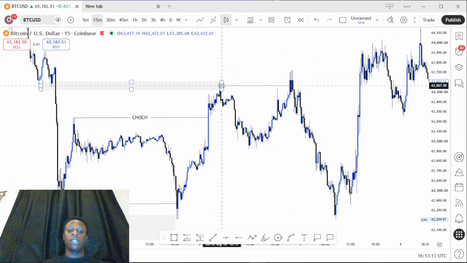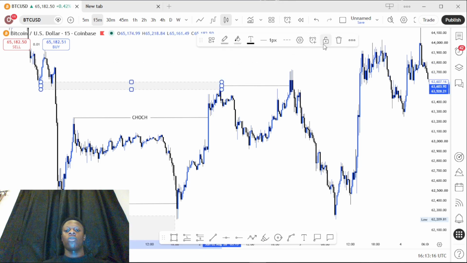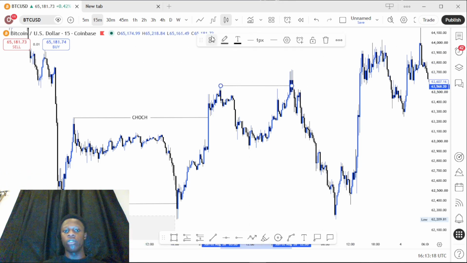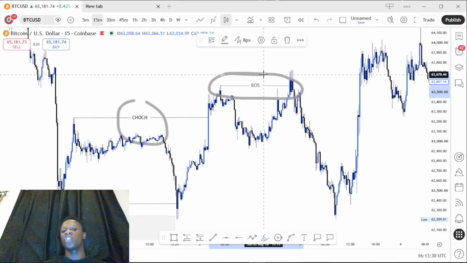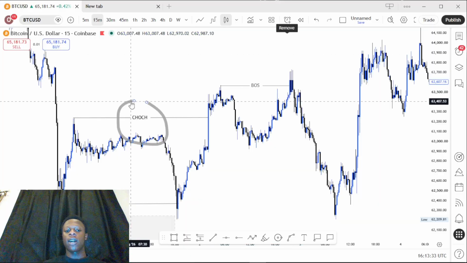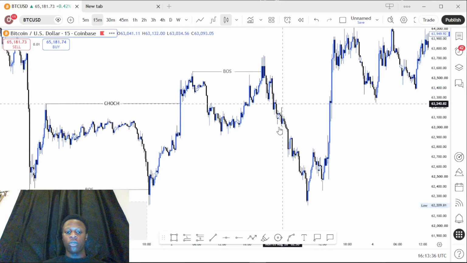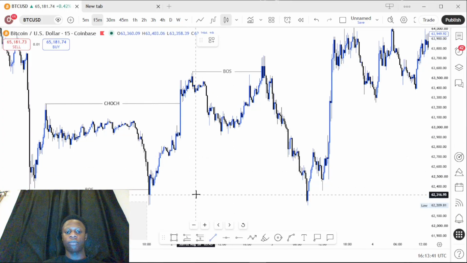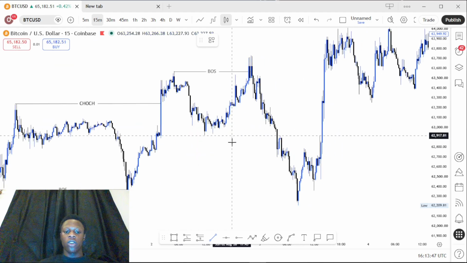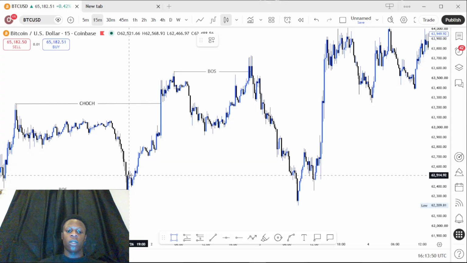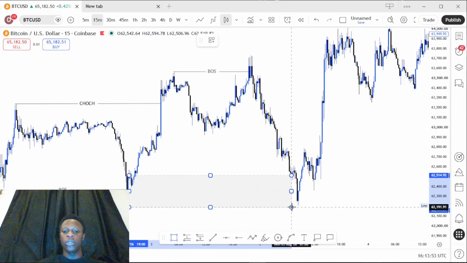So this is a trap, like I said. This now is going to be a break of structure to the upside after getting this change of character, right? After you get this change of character, you have to look for another break of structure to the upside so you can enter and set your trade. So this is a break of structure, and this is going to be an inducement. You won't use this very inducement because there is another order block right here. You will use this other order block. Let me show you how to use it.